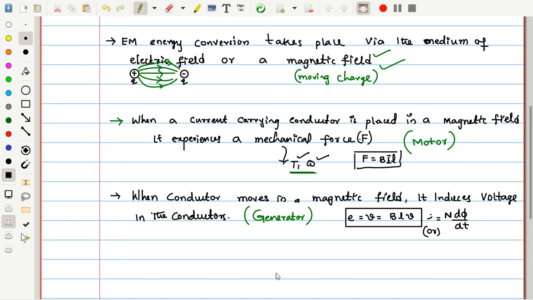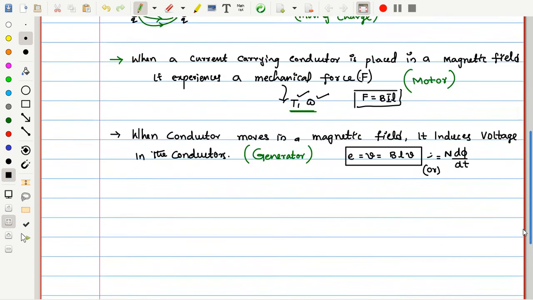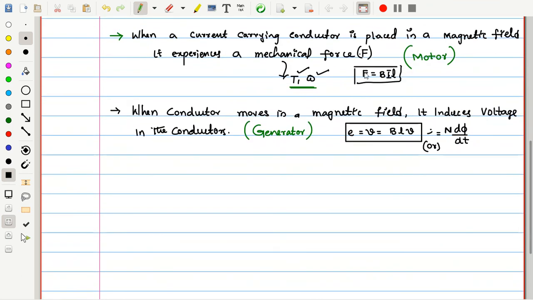Here, try to see what is required to produce this force or this induced EMF. What is the common thing? Just observe the flux or the flux density. We should understand this flux density is present where the current carrying conductor is placed or where the conductor is moving. The other thing is that these motor and generator action principles, these energy conversion principles, are the same for both AC and DC.